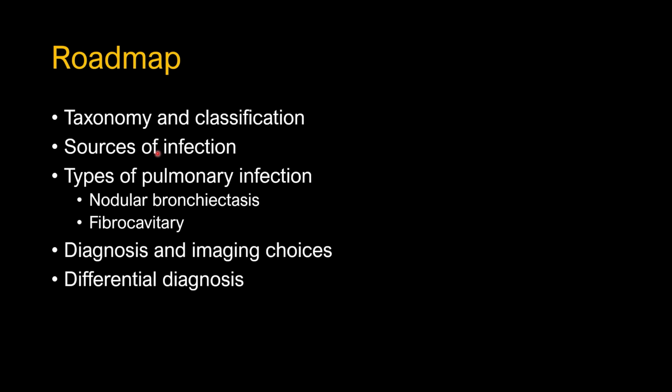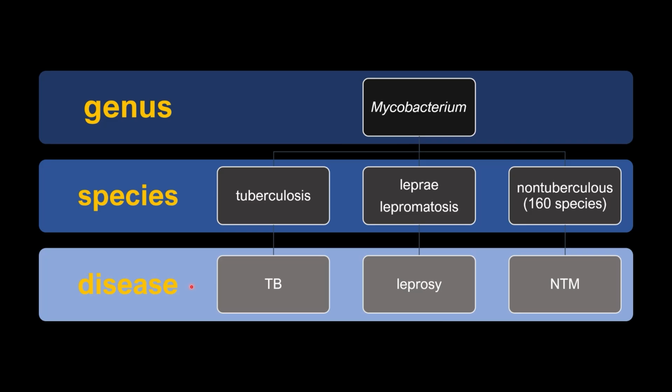This is the roadmap we're going to be looking at today. Before we get into the imaging appearance, I want to first talk about taxonomy and classification, how you can get the infection, and then we'll talk about the two main forms of infection in the lung. And then we'll talk a little bit about how the diagnosis is made and imaging choices and other things that can look like NTM. So first of all, what is nontuberculous mycobacterium or NTM?